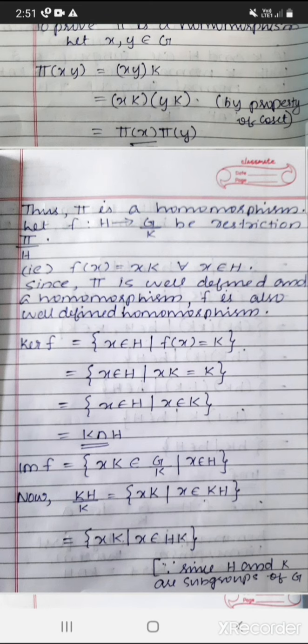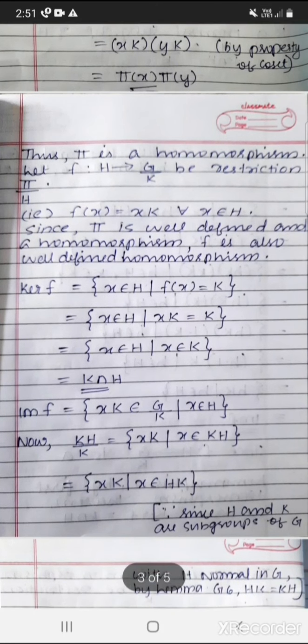So if pi is a homomorphism and a well-defined function, similarly f is also well-defined and a homomorphism. Okay, now define the kernel of f as we defined in the first homomorphism theorem, the first isomorphism theorem.